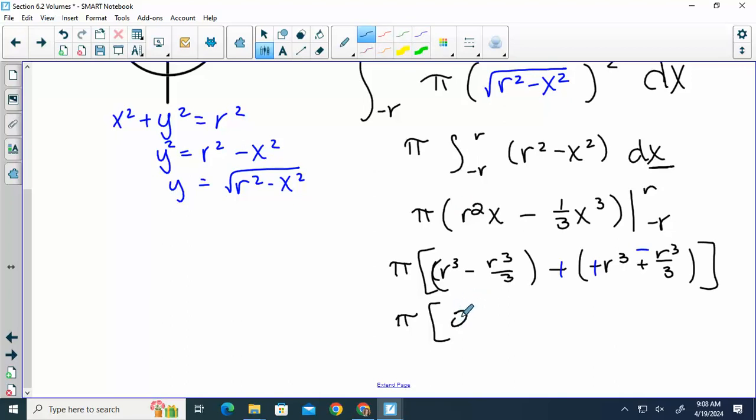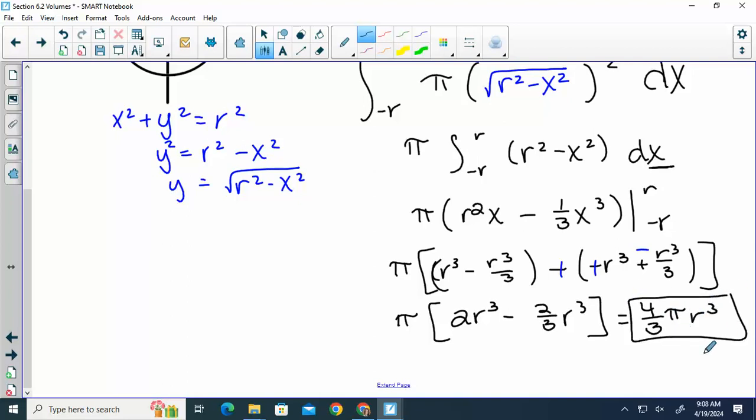So that's 2r cubed minus 2/3 r cubed. 2 is like 6/3 minus 2/3, which is 4/3 times our pi r cubed. So that is the volume of a sphere formula that we've been using all year.